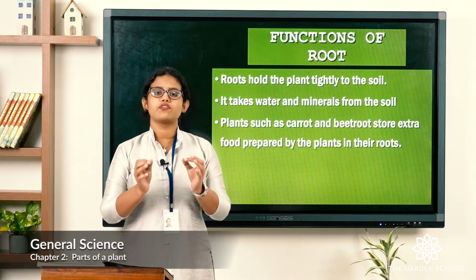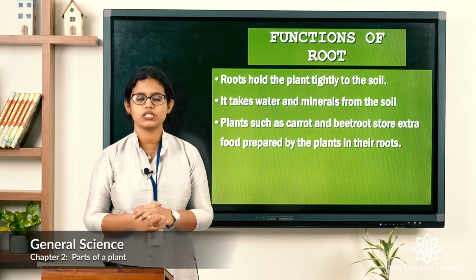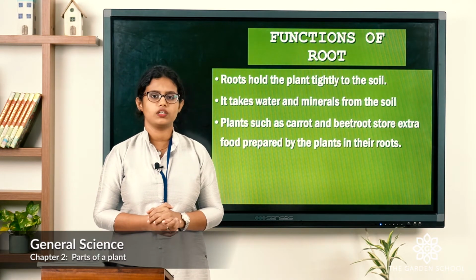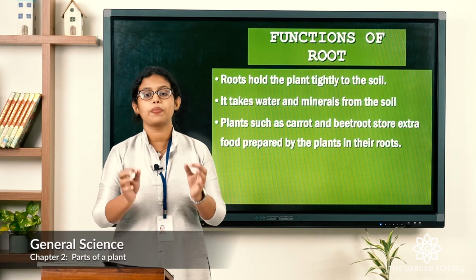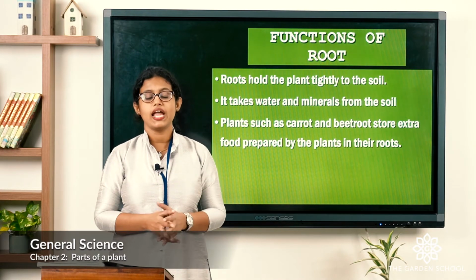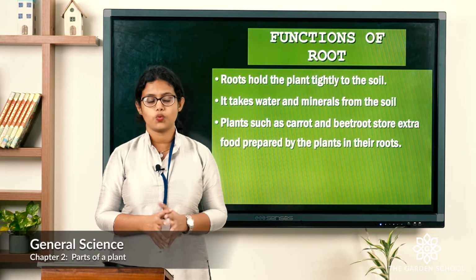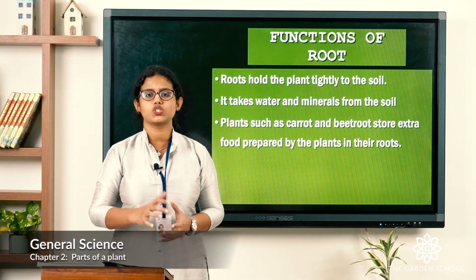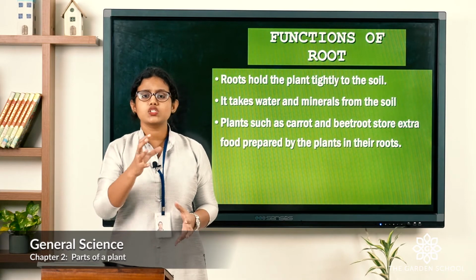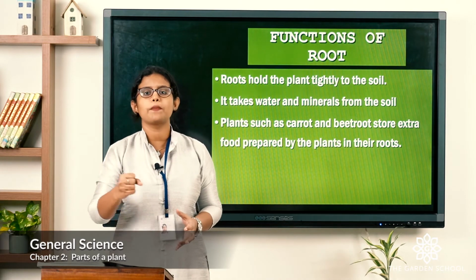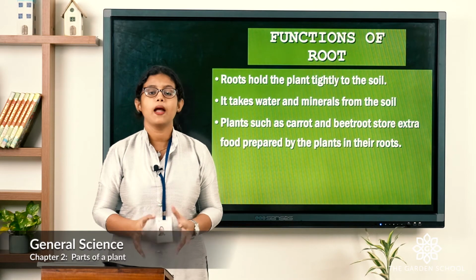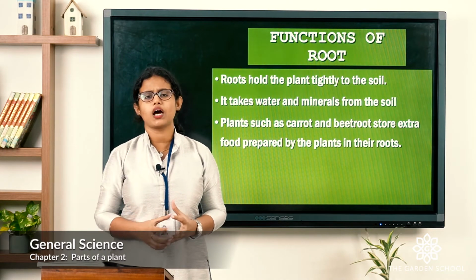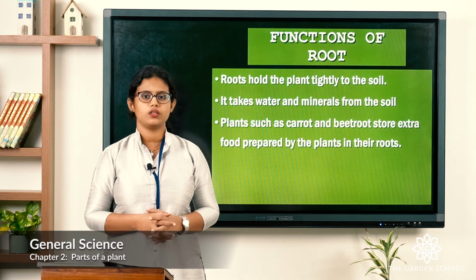The first and foremost function of a root is it holds the plant tightly to the soil. So that is why a plant is not washed away at the time of heavy rain. Why? Because the root holds the plant tightly to the soil. So that is why it is not so easy to pull a plant from the soil. Why? Because the root of a plant holds a plant tightly to the soil.